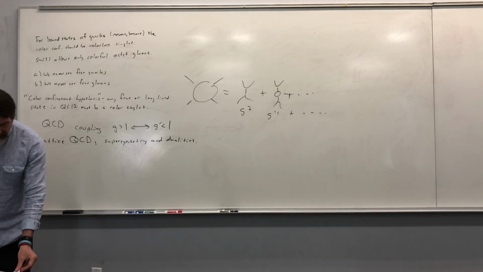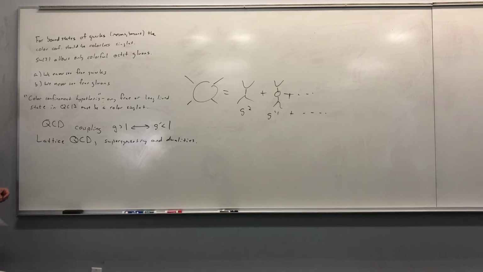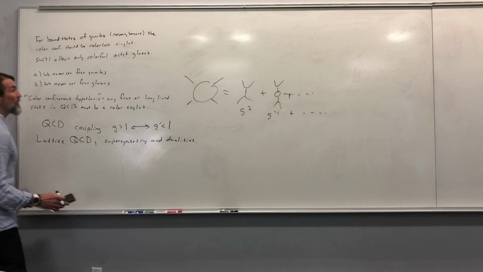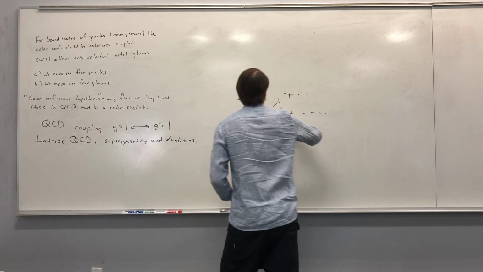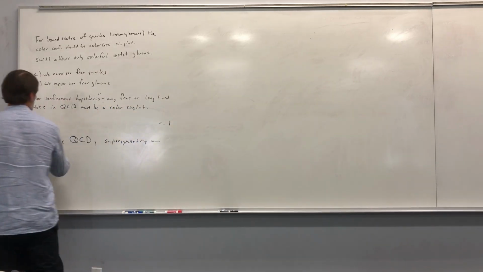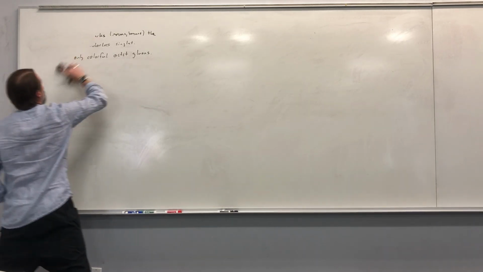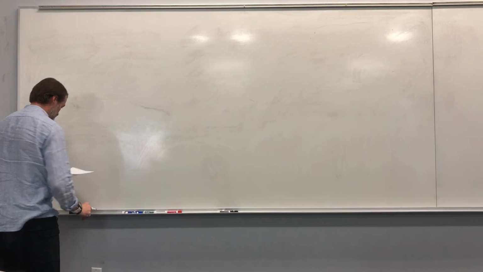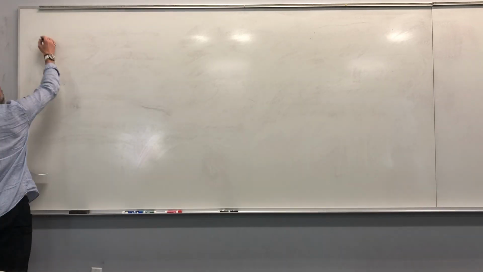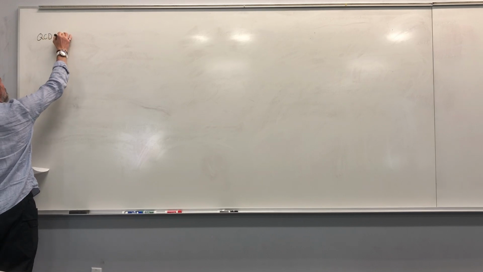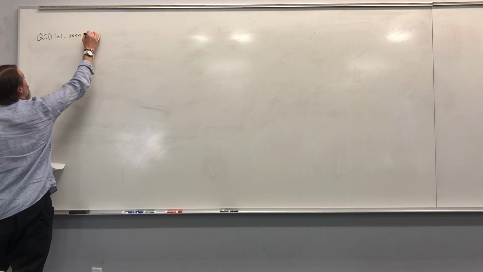But what I want to do now is take this color hypothesis, that everything in the strong interactions has to exist in colorless states, and go back to another question which I posed last time, and now we're finally going to get to answer. So let's consider why QCD interactions seem weak.